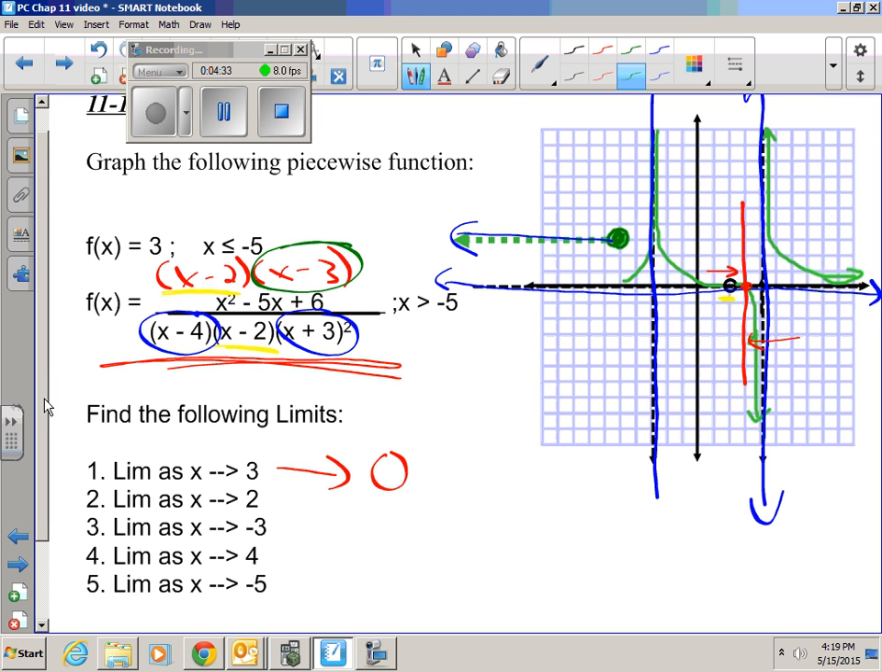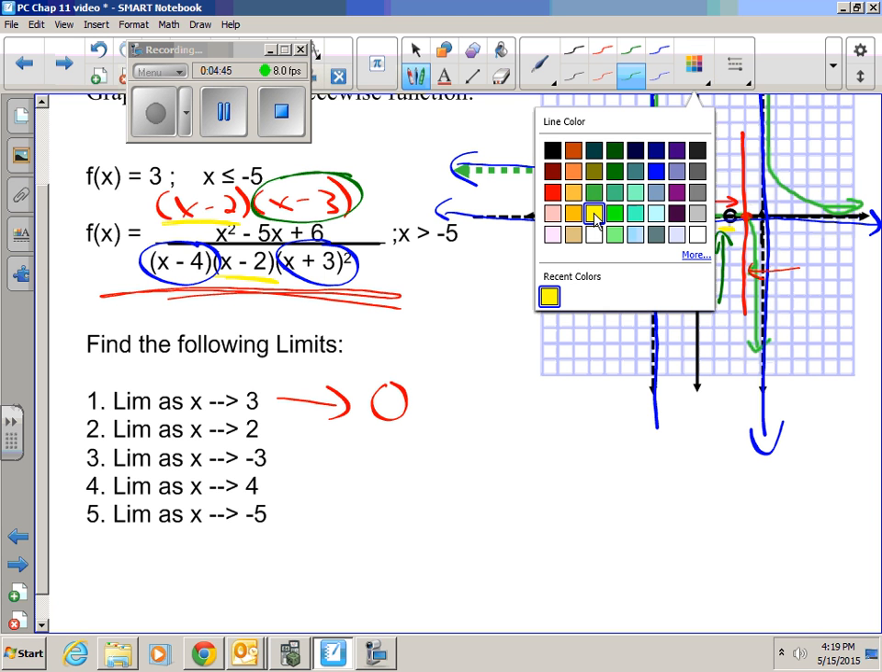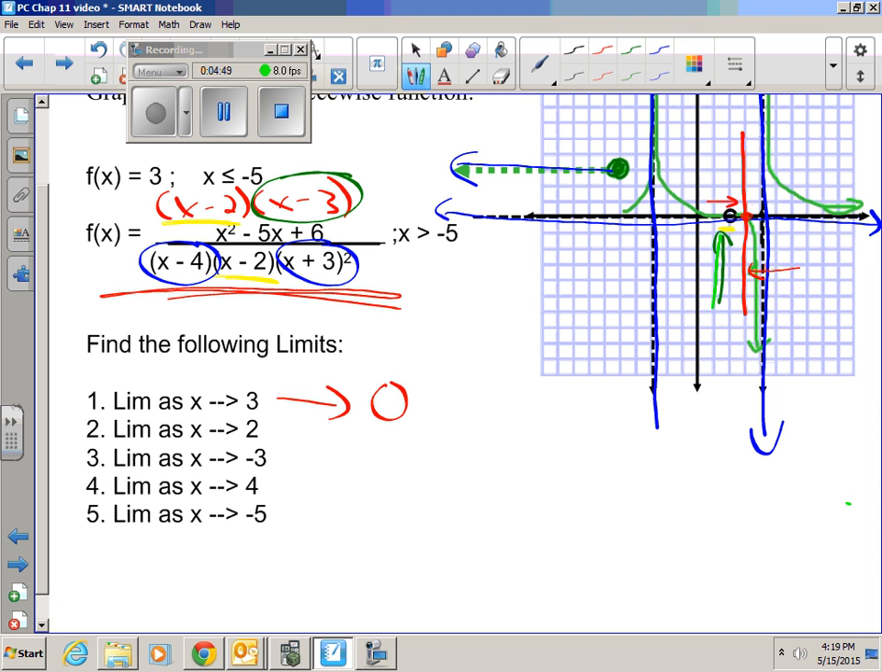What's the limit as x goes to 2? Again, first of all, we cannot directly substitute, because if x is 2, I have a hole. I have a hole on my graph right there. If x is 2, I know I have a hole, so the function does not exist at 2. However, what is the value of my limit at x equals 2?